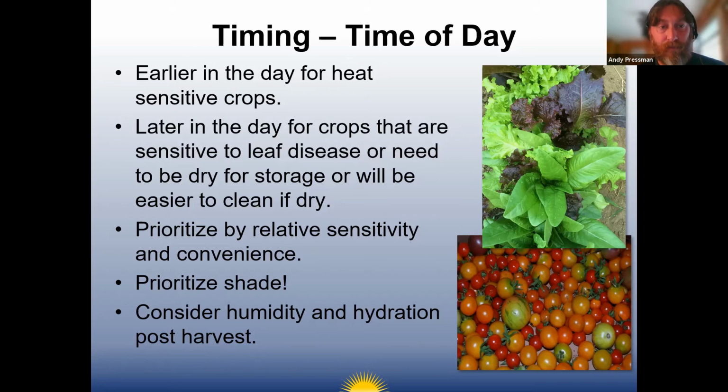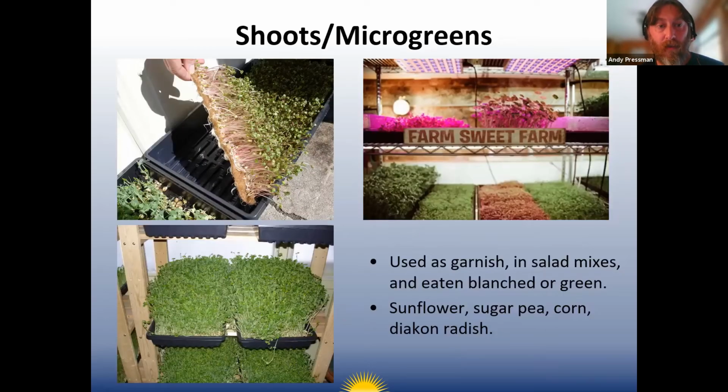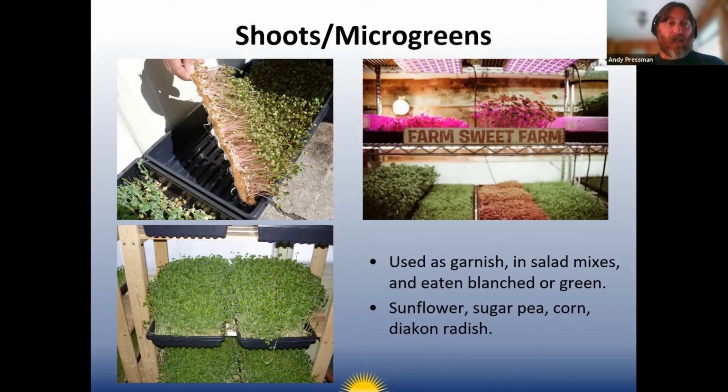Next slide. And I know there's a lot of interest in sprouts, shoots, and microgreens. And I just want to point out, so with sprouts, those are regulated by the FDA because they're not grown in some type of soil media. There is a higher risk of contamination and foodborne illness. So those are regulated.